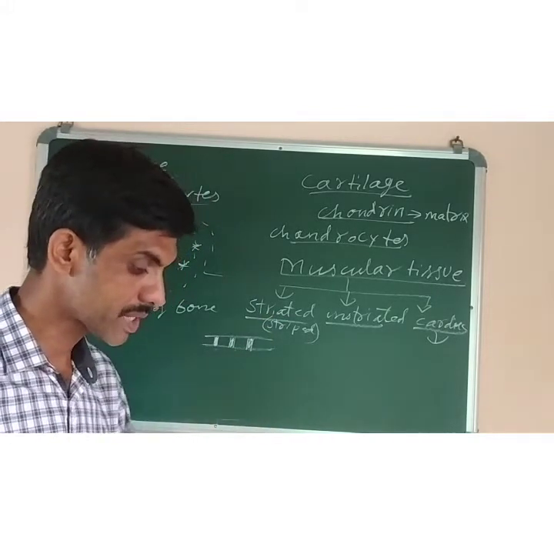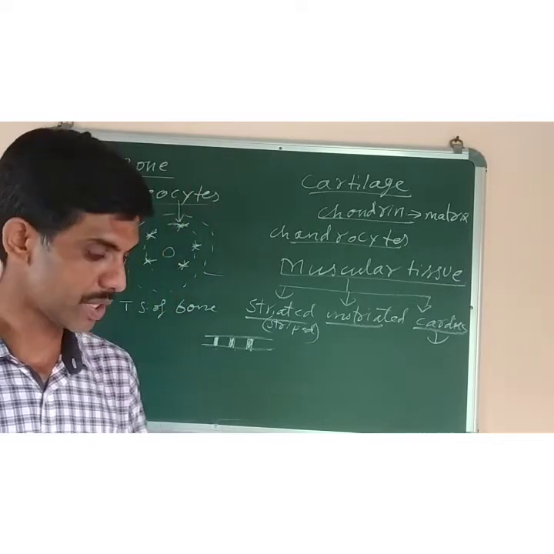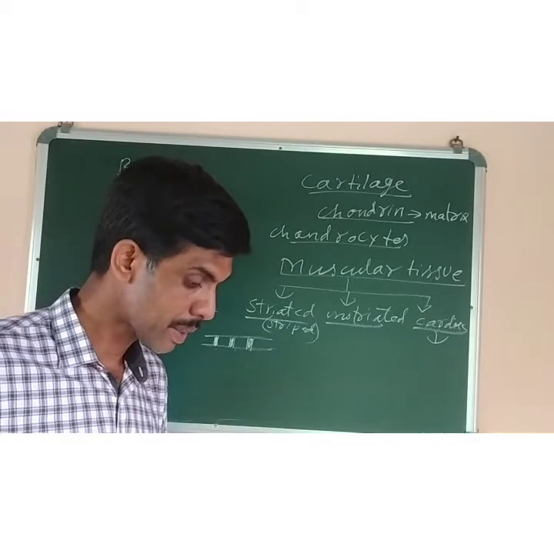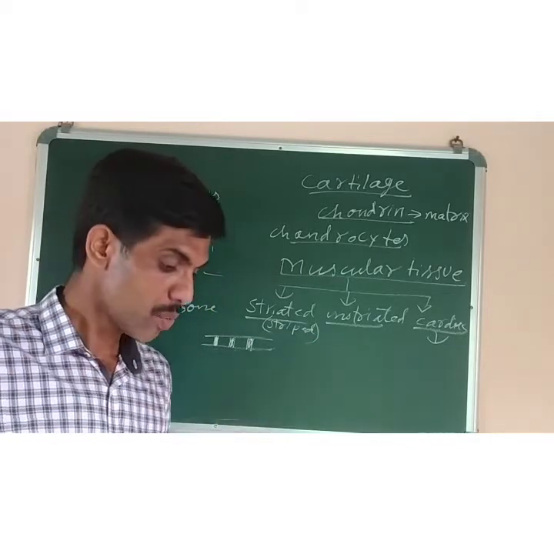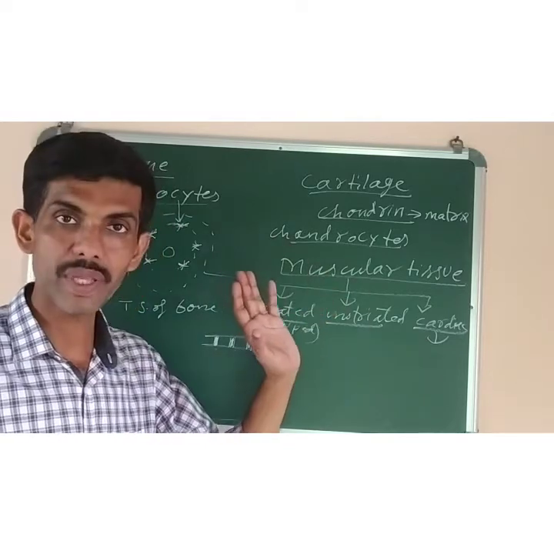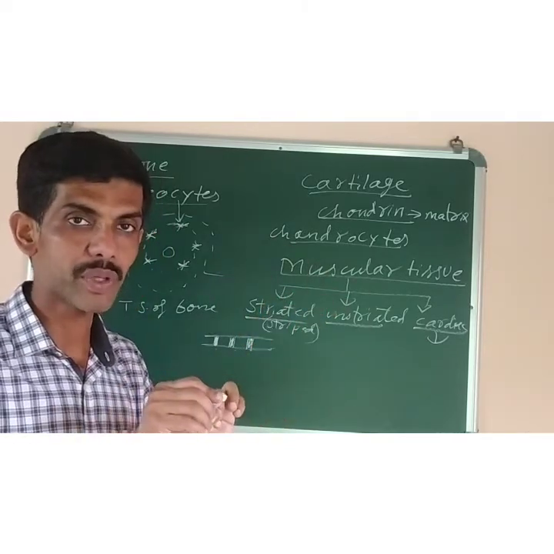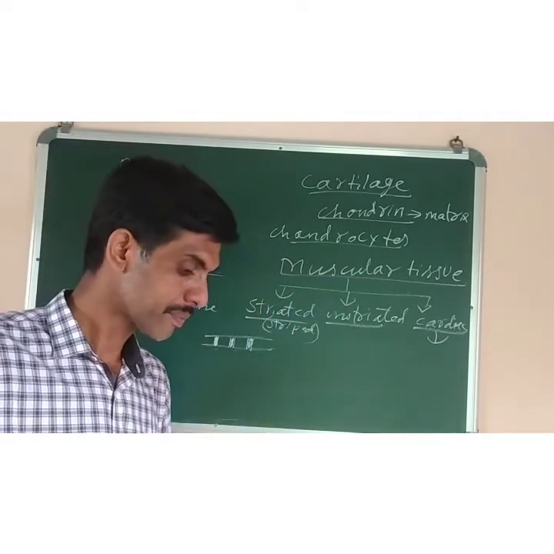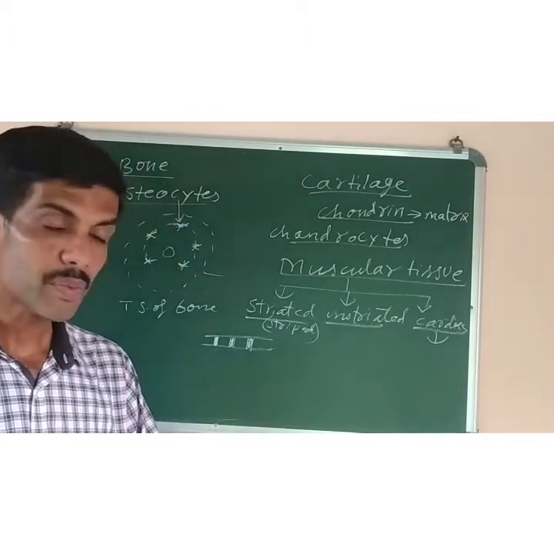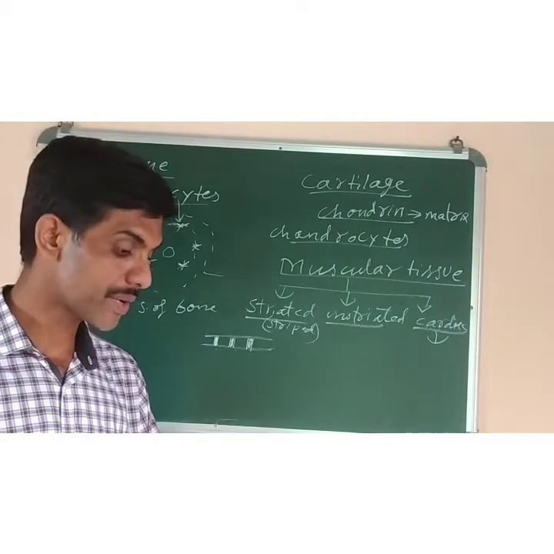So we'll talk about it first. The salient features of muscular tissue. Number one, they are contractile. Muscles can contract and relax. They have elongated cells which are also called fibers. They have no intercellular space between them, means gaps are not there between the muscle cells or muscle fibers. And contraction and relaxation is brought about due to proteins called contractile proteins.